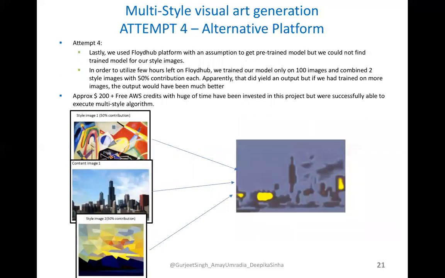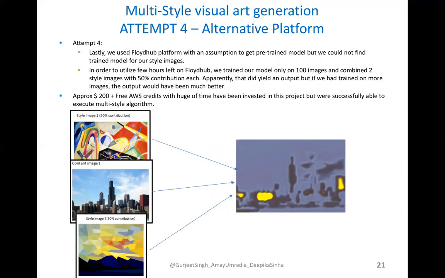So the last attempt we tried to make is to find an alternate platform, just because we used up all the Harvard AWS credit, which were free, and approximately $200 from our pocket on AWS instances. So we thought, let's try to find an alternative platform, and we found Floyd Hub, which also had high power GPU instances.